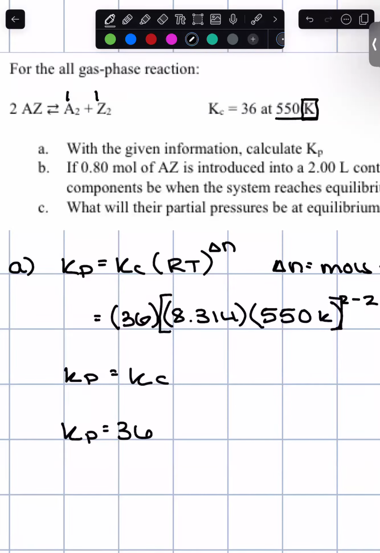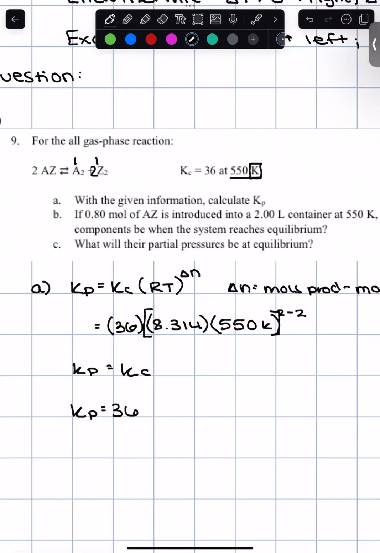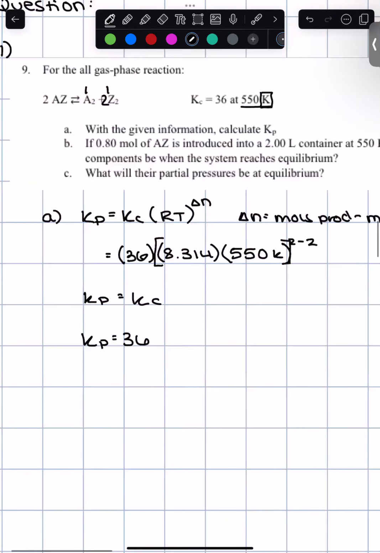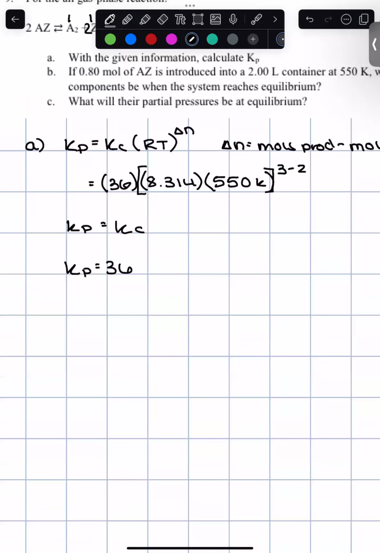If, let's say, I'm going to change it here for a second, so bear with me. I'm going to say that it was a 2Z2. I know this isn't balanced, but just bear with me. It would be 3 minus 2 because there's 3 moles of product and 2 moles of reactant. And so then you would actually just multiply all 3 of these numbers together. Does that make sense? Yeah.